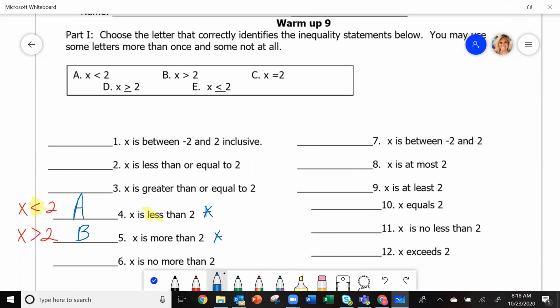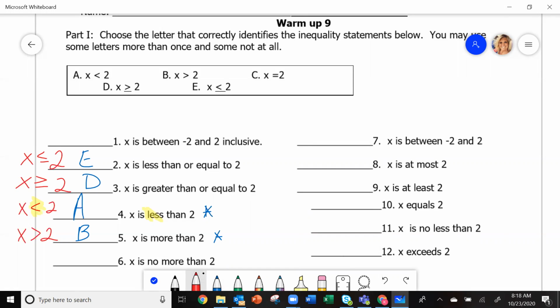So we're going to skip 1 for right now. Let's go to number 2. X is less than or equal to 2. Okay, so that's going to be E, where we have X is less than or equal to 2. X is greater than or equal to 2 is D.